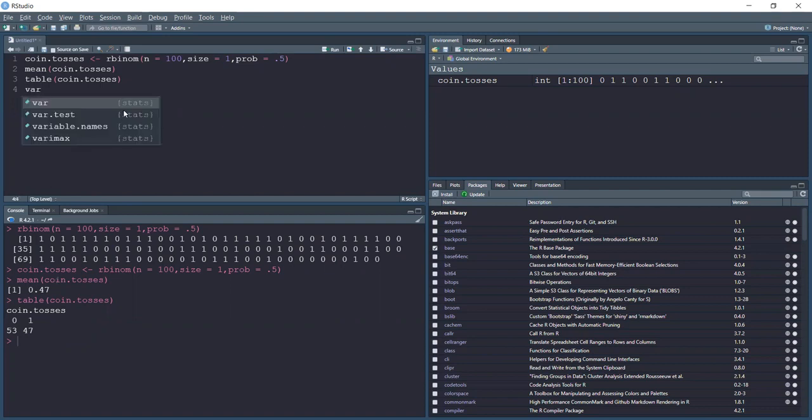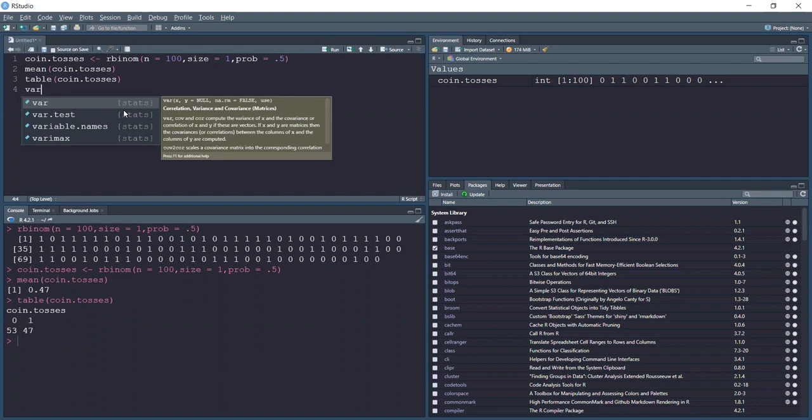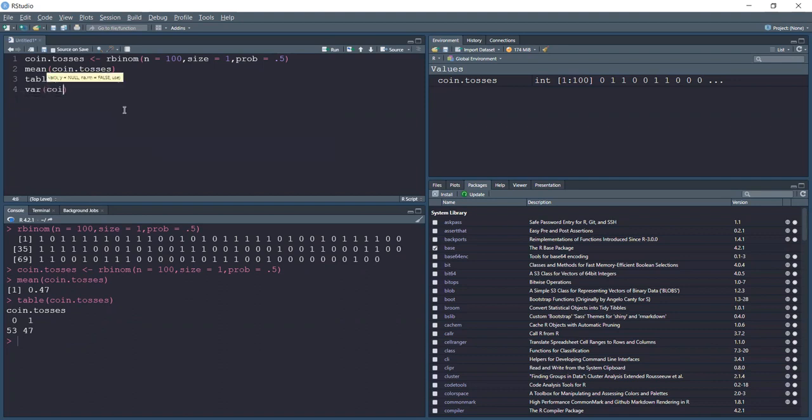And if I calculate the variance, let's see if this works. The variance is 0.25. The larger the variance is, the greater the variance is, the more... I'll phrase it differently. Let's put it this way. The greater the variance is, the more volatility you have in your data.